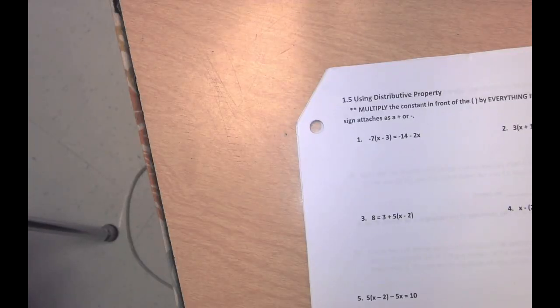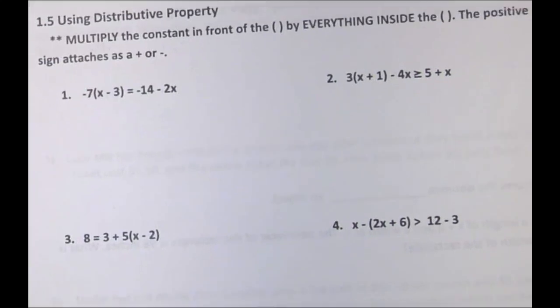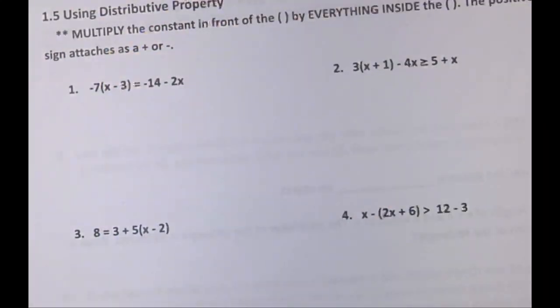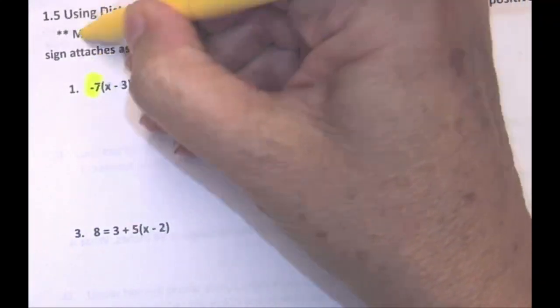In section 1.5, we are going to use the distributive property. This is not new to you because you've done distributive property since 3rd, 4th, or 5th grade. We're just going to do it a little more involved, algebraically, with the equations. So this parentheses means multiply.